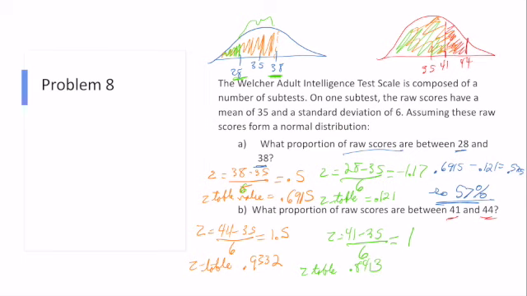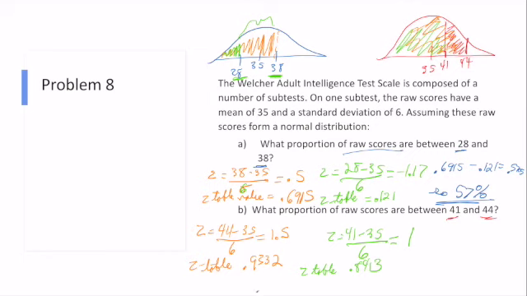So now, in order to solve this problem, I'm going to take 0.9332 minus 0.8413, which equals 0.0919. So about 9% of raw scores are between 41 and 44.